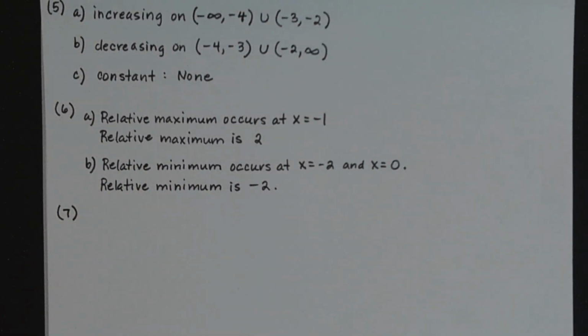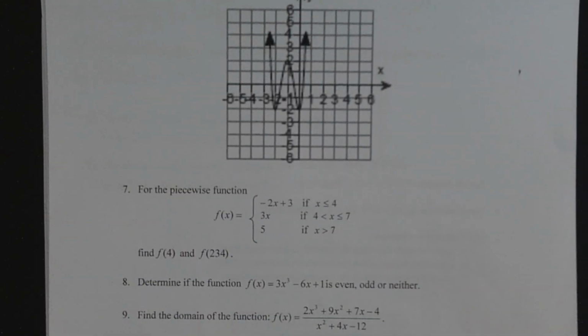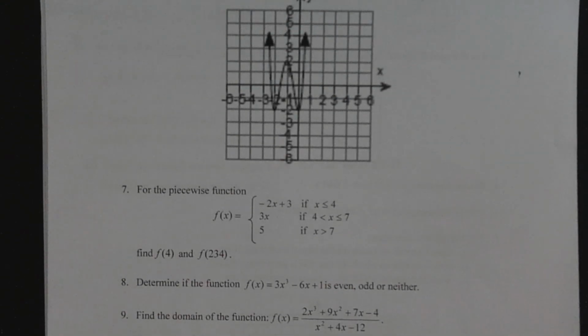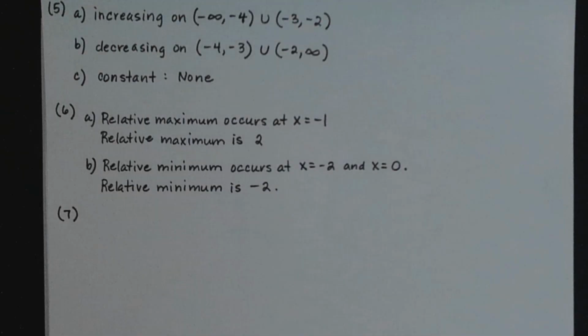All right, number 7, here you're given a piecewise function. That's f of x is equal to -2x plus 3 only if x is less than or equal to 4, 3x if x is between or greater than -4 and less than or equal to 7, and 5 if x is greater than 7.